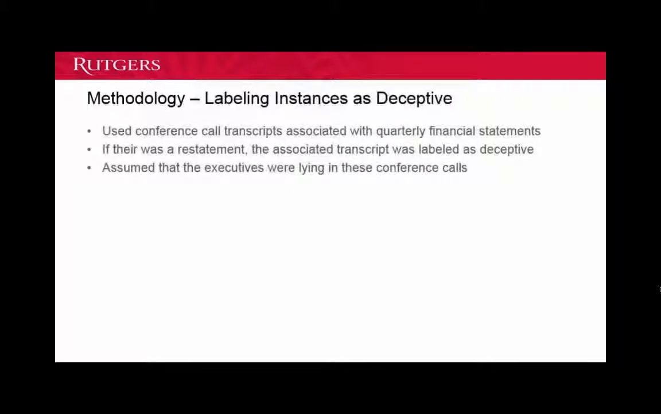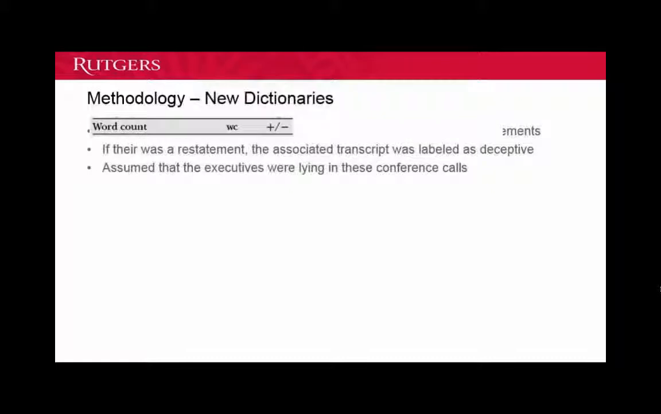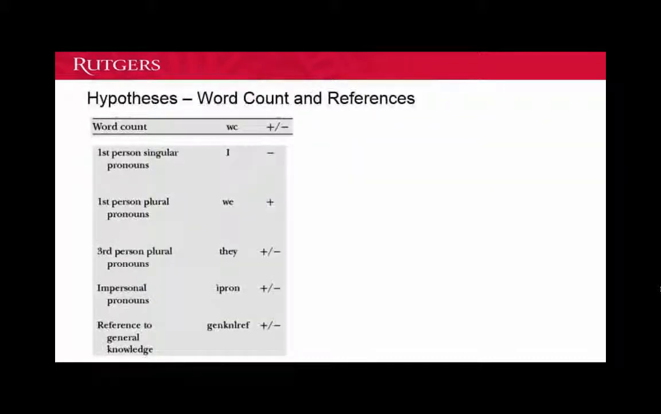Okay, let's go back. So, based on their understanding of deception theory and those 4 perspectives we talked about, these are basically their hypotheses. So for first person singular pronouns, which would be I or me, the negative sign means they believe that deceivers use fewer first person singular pronouns. Okay?